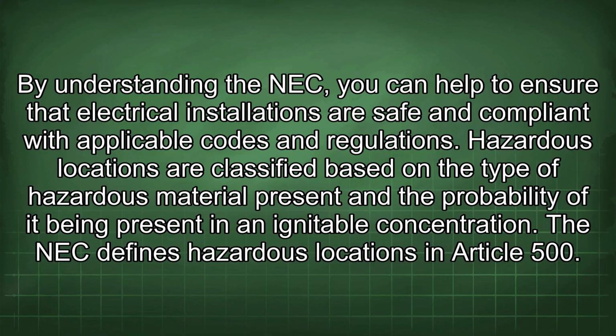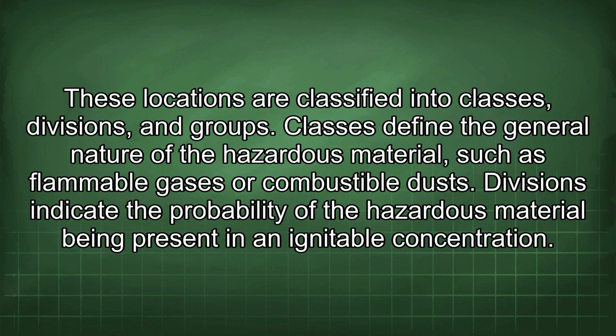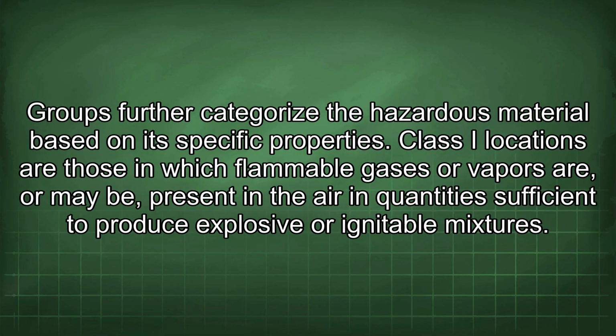in an ignitable concentration. The NEC defines hazardous locations in Article 500. These locations are classified into classes, divisions, and groups. Classes define the general nature of the hazardous material, such as flammable gases or combustible dusts. Divisions indicate the probability of the hazardous material being present in an ignitable concentration. Groups further categorize the hazardous material based on its specific properties.